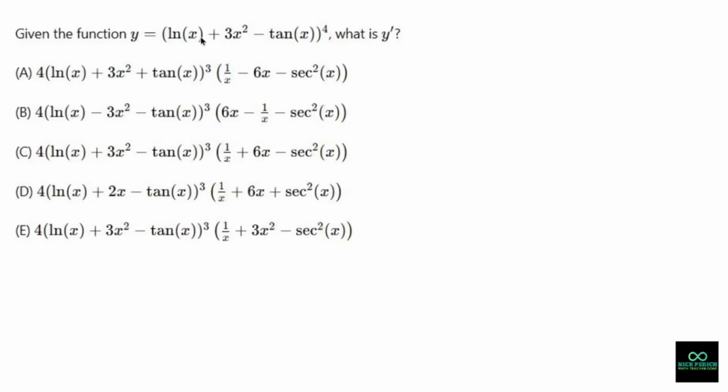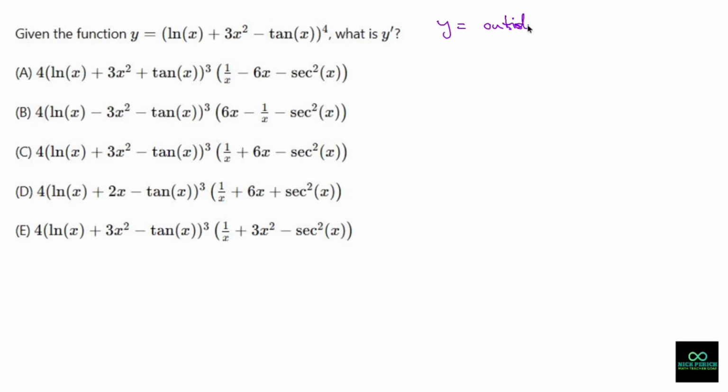Given the function y equals ln of x plus 3x squared minus tan x, all taken to the fourth power, what is y prime? Well, this is chain rule.